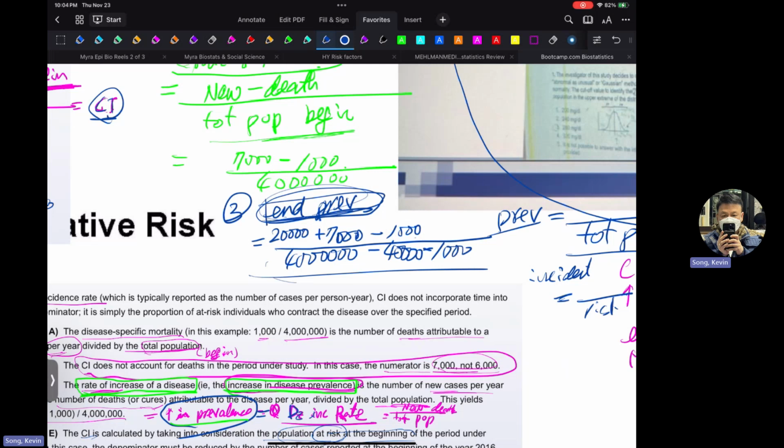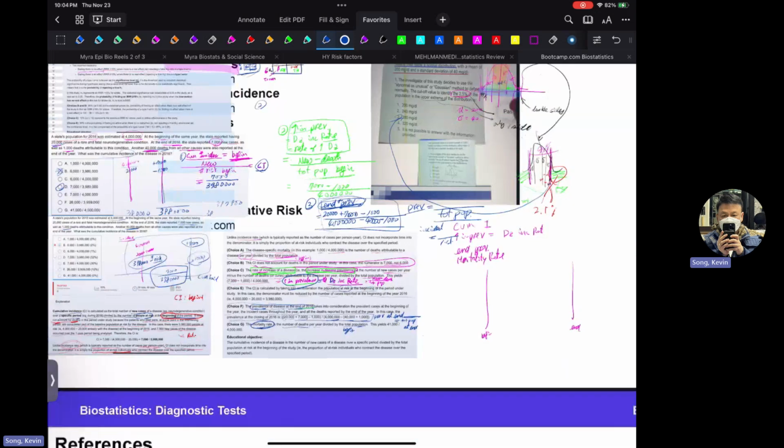Total population at the end of the year is the 4 million minus 40,000 who died of something else, and then the 1,000 who died of this disease, right? And then over the top part is the number of people who already had the disease, which is 20,000 people. And new cases is 7,000. And then those who are cured or died is 1,000. Okay, so this is the end of year prevalence.